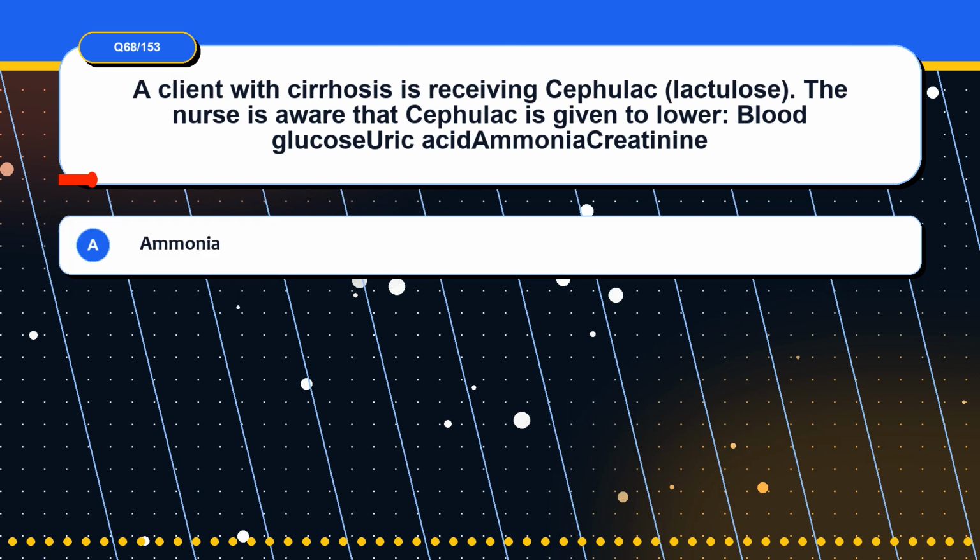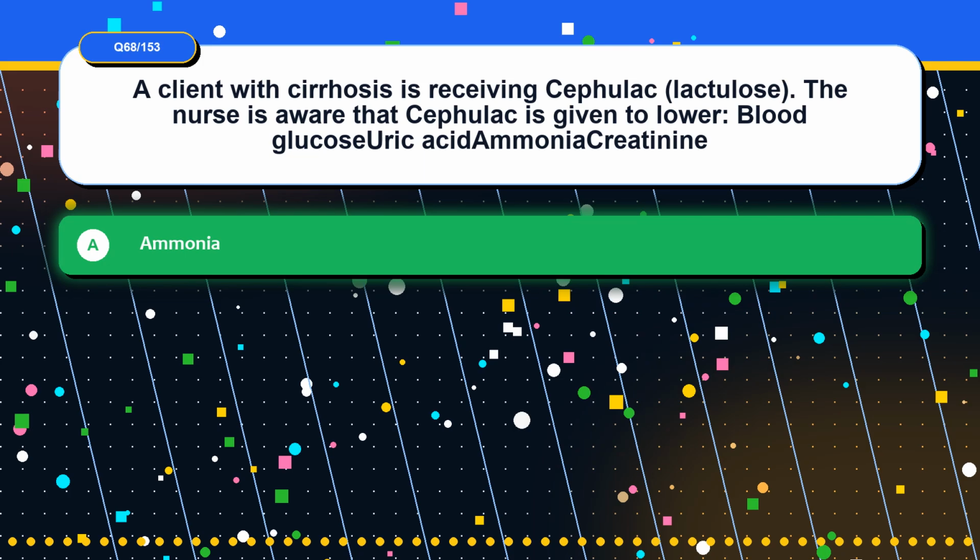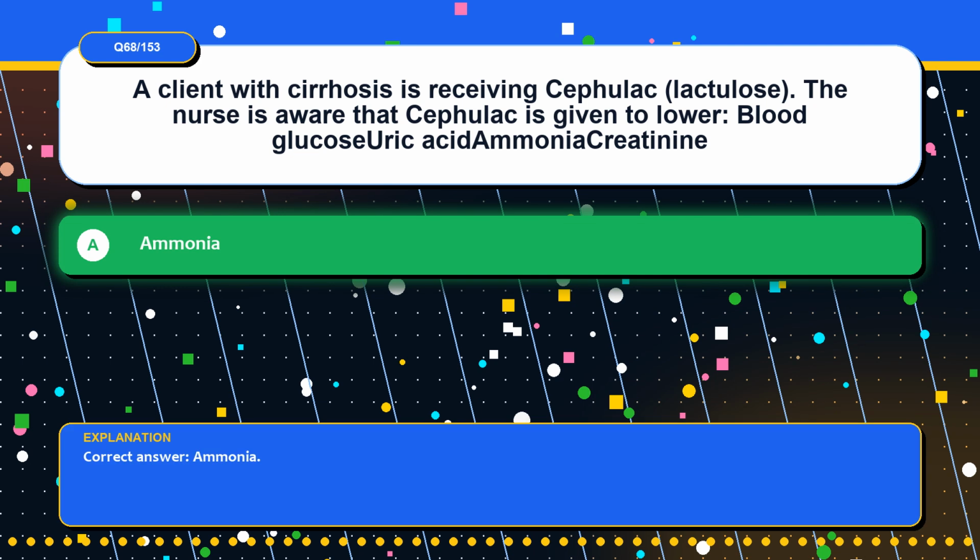Question 68. A client with cirrhosis is receiving Cephulac (lactulose). The nurse is aware that Cephulac is given to lower blood glucose, uric acid, ammonia, creatinine. Here are the options. Option A. Ammonia. The correct answer is option A. Ammonia.